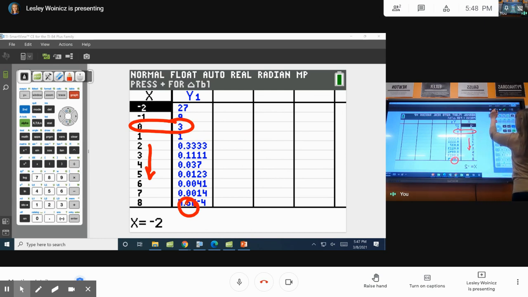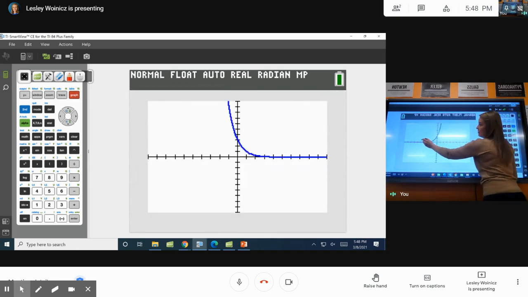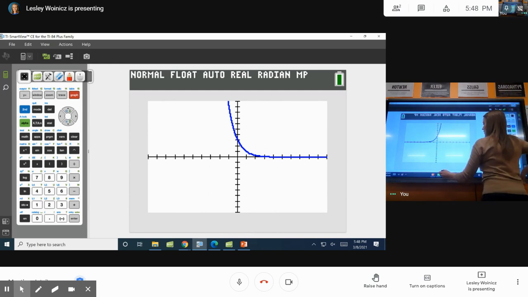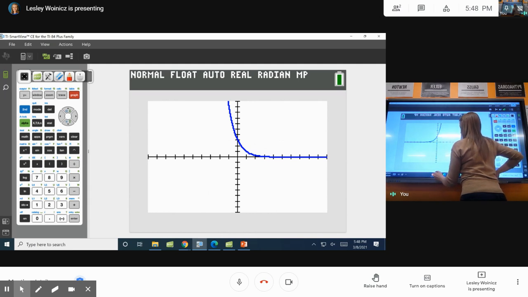To show you what I mean, I can show you the graph. See, I'm getting closer and closer and closer to 0. It looks like it's touching on the calculator, but it's not. You're just gonna have to trust me. We can talk more about it when you come back to class.